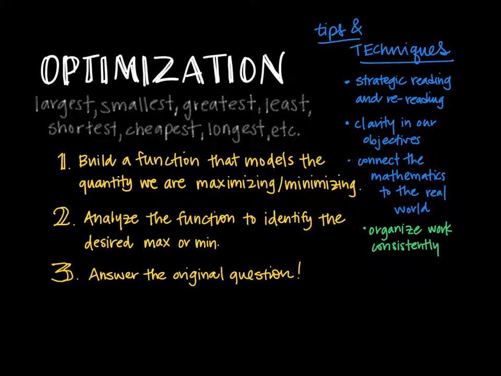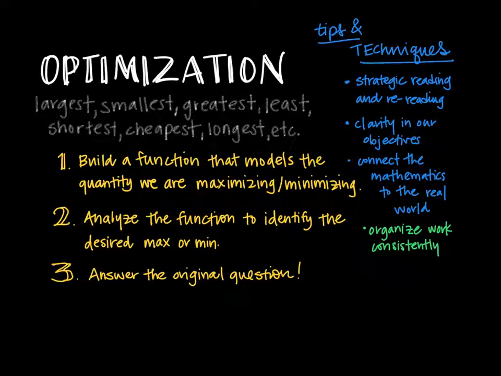As a quick reminder, we'll be talking about how to identify when a question is an optimization question. We'll be honing in on these keywords here: largest, smallest, greatest, least, etc. Then we'll be using a consistent structure to analyze these problems. We're going to be building a function that models the quantity we want to maximize or minimize. Then we'll be analyzing that function to identify the desired max or min, and then we're going to take a moment at the end to answer the original question, because frequently it's not just what is the maximum value or what is the minimum value.